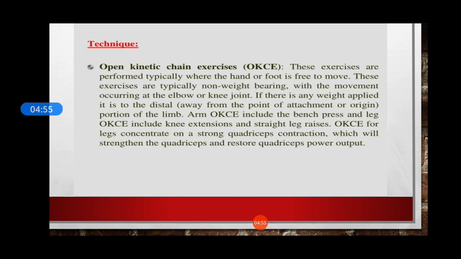Now, if we talk about the technique, the open kinetic chain exercises are performed typically where the hand or foot is free. Exercises are mainly non-weight bearing, so the movement occurring at any joint like the elbow or knee joint will be non-weight bearing. If there is any weight applied, it is to distal segments. Open kinetic chain exercises for the arm include bench presses, and for the leg, leg presses, knee extensions and straight leg raises. For legs, concentrate on a strong quadricep contraction which will strengthen the quadriceps and restore quadricep power output.